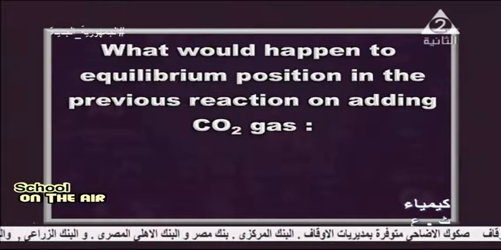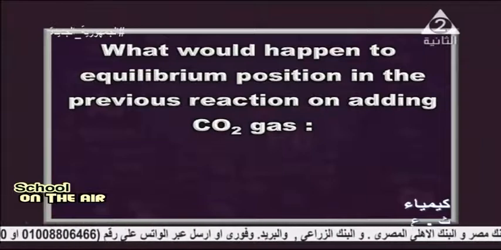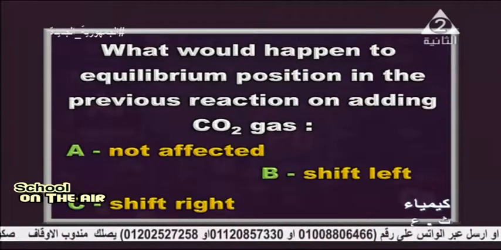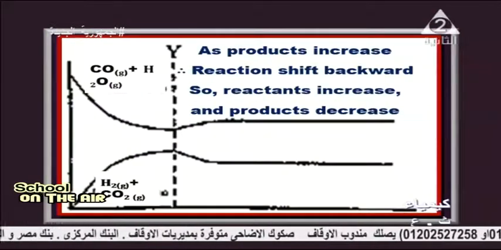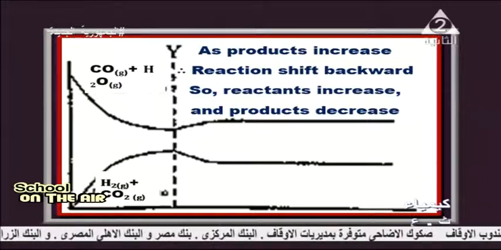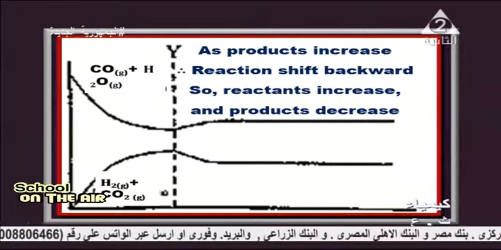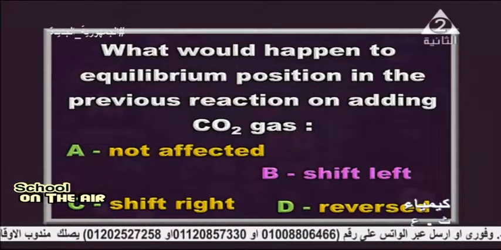What would happen to the equilibrium position in the previous reaction on adding carbon dioxide gas? Is it not affected? Shift left, shift right, or reverse it? If you look at the graph, as the product increase, the reaction shifts backward direction, so reactants increase and products decrease. So it shifts left.